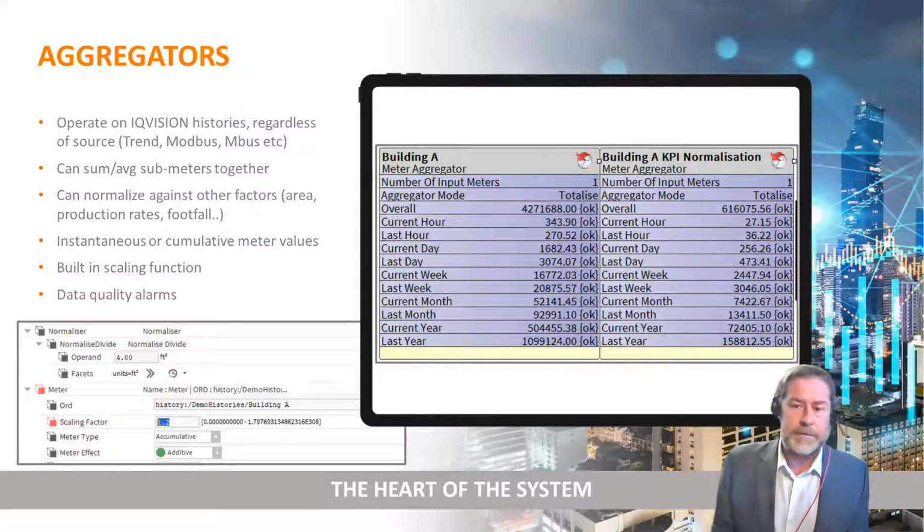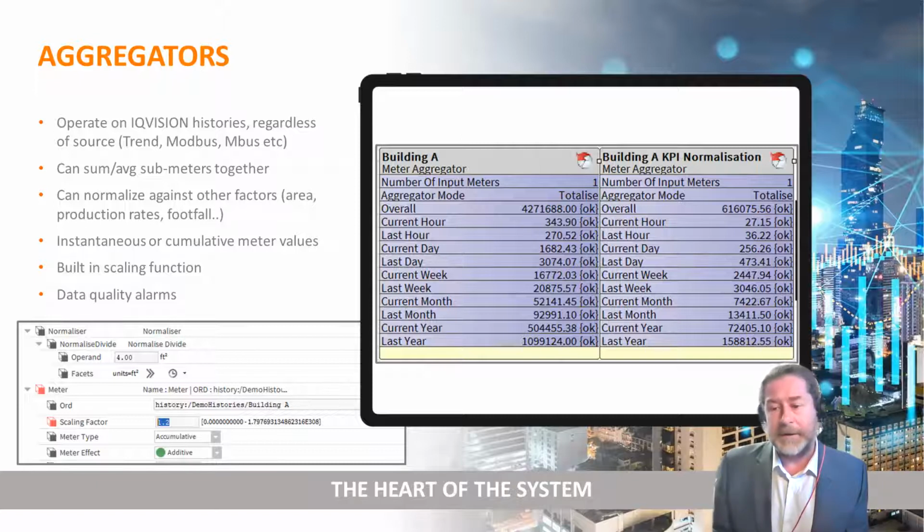At the heart of the system are these modules called aggregators. Aggregators can do a number of different things. They can add together meters. So if we have sub meters, we can include them all in one aggregator. And as you can see, they operate in several different modes. These ones in front of us are totalizing. So they're adding up, for example, 15-minute values from the meters. So we can then get out our daily, hourly, monthly, yearly outputs.